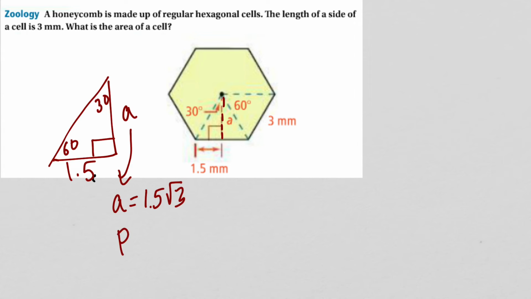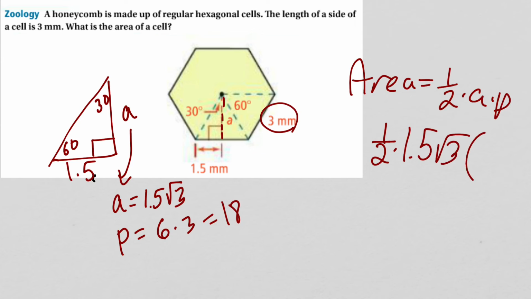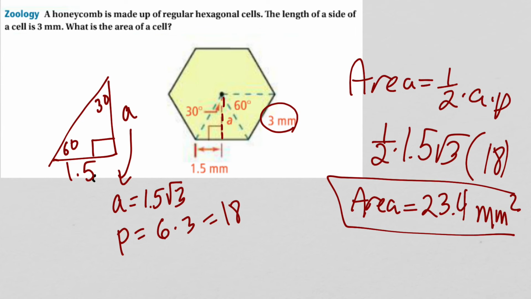What would be the perimeter? Well, the perimeter is the sides times 6, right? So we have 6 times 3, the perimeter is 18. So now I'm going to plug it in my formula. Okay, so it's 1/2 times the apothem, 1.5 root 3, times the perimeter, 18. Okay, and I get it to be 23.4 millimeters squared.